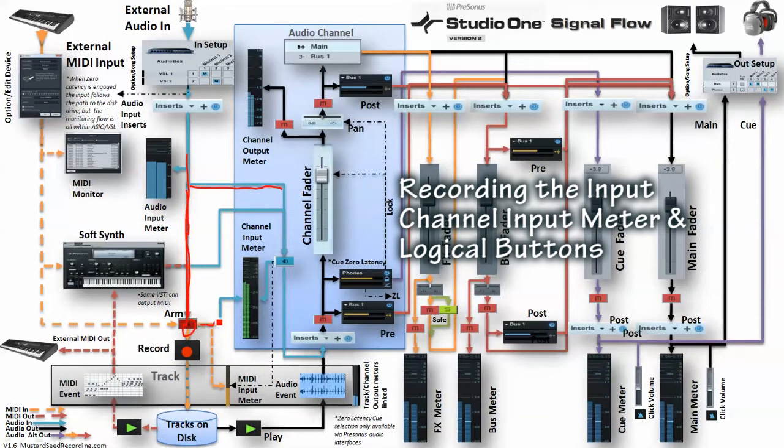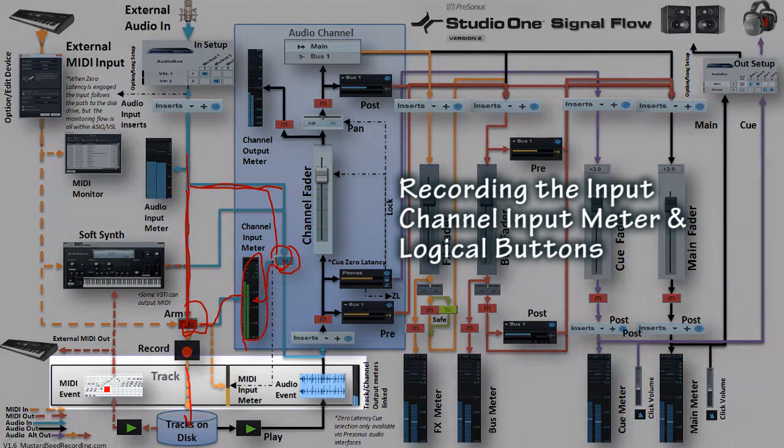When I arm the track, you're going to see the input meter all of a sudden start to show some input. Another way to see input is if I turn on the monitor button, you also see that flow come through into this thing. So either the monitor button or the arm button will cause the input meter to work. And then of course, when I hit the record button, it'll be printed to the disc.